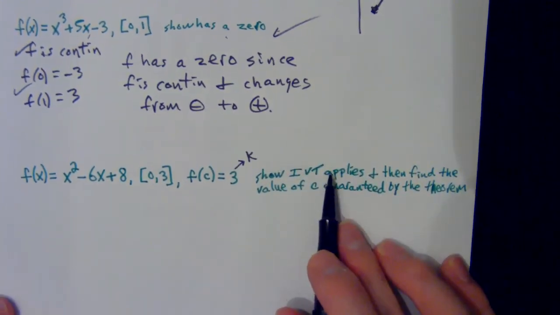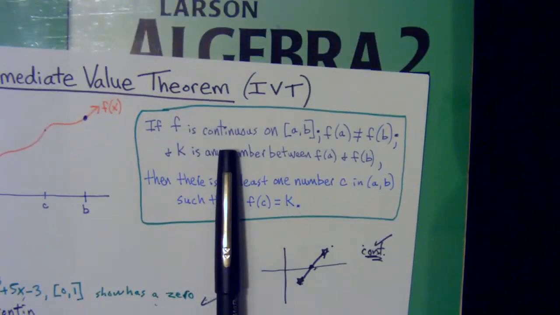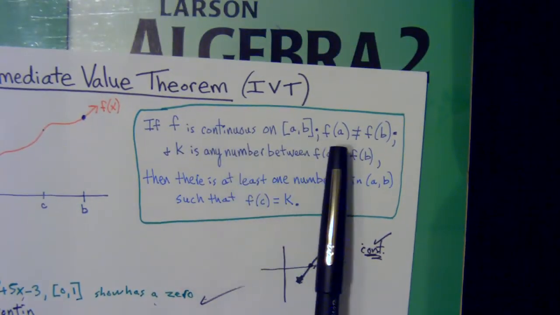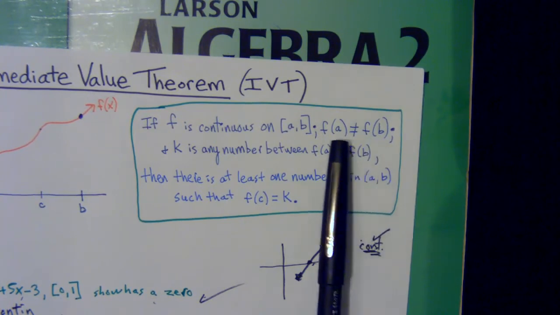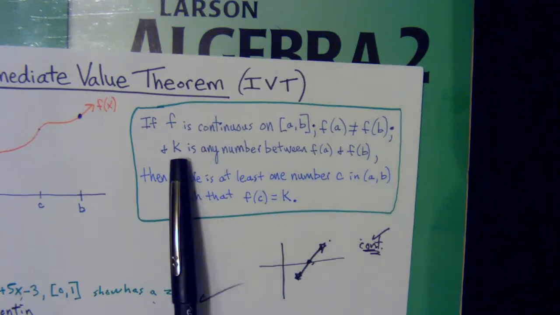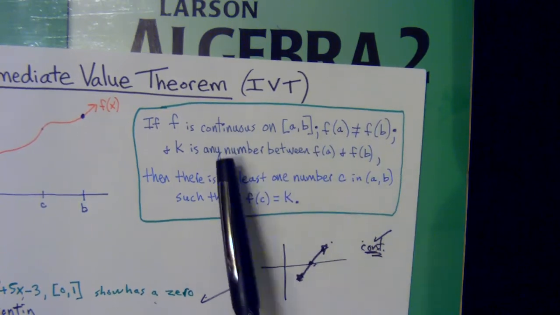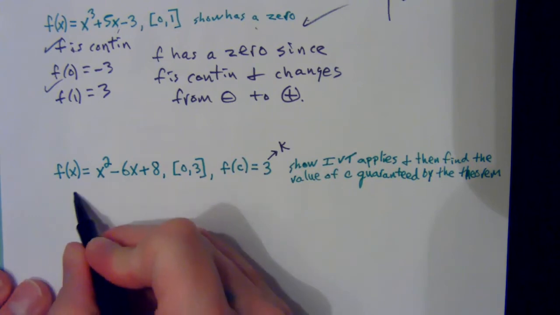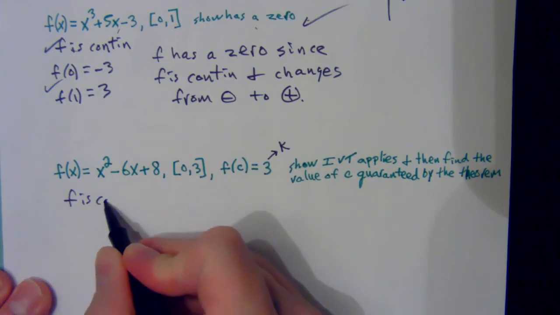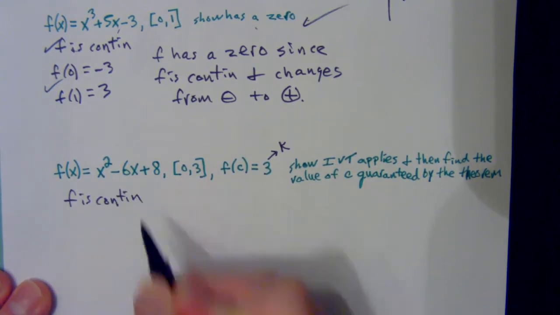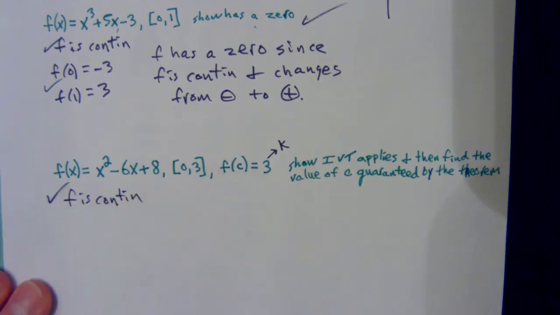Now, if you're going to show that it applies, there are 3 stipulations that make it apply. It has to be continuous, f of a is not equal to f of b, so you got 2 different y values, and k is a number in between those 2 different y values. So 3 stipulations, we must write all 3 of those down. So I see a polynomial, so I can just simply write down f is continuous. So that's one stipulation. Got that knocked out.